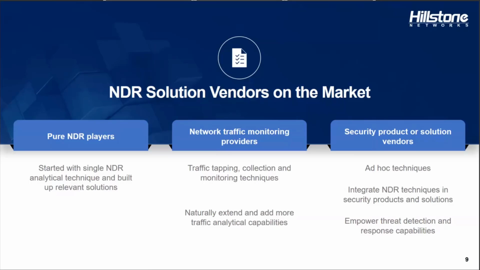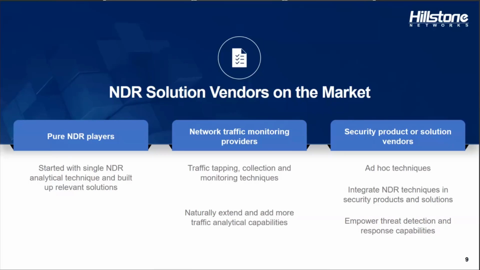The second category is traditional network monitoring vendors. These companies usually have products from low end all the way to the high end, and they have the capability to conduct traffic collection, large traffic storage and traffic monitoring, and some traffic analysis capabilities. So it's very natural for them to expand into this NDR territory, leveraging their current product portfolios and techniques. So this is the second category.